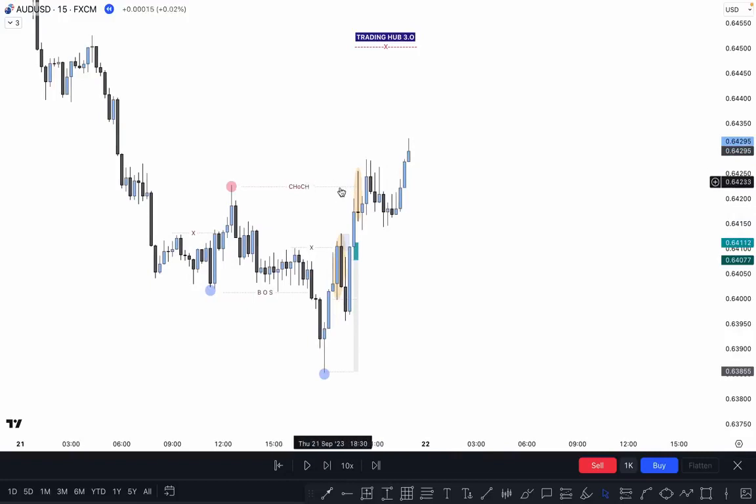So this point becomes our CHoCH because in the first attempt it just grabbed the liquidity, and in the next attempt market closed below it, our weak low. So this becomes our valid CHoCH. After a valid CHoCH, what are we looking for here? We are looking here for the buy because market momentum shifted from bearish to bullish.